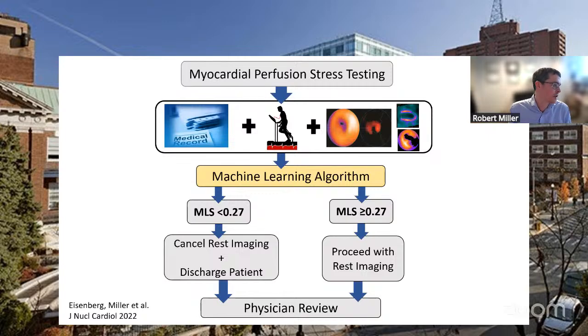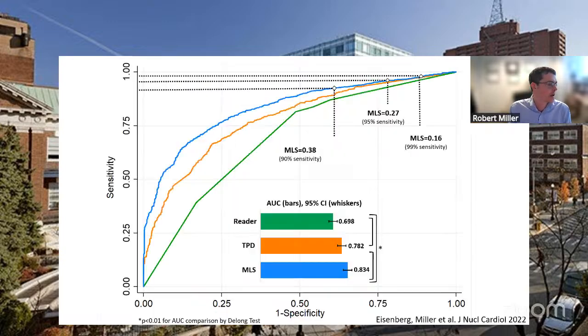And if you disagree with machine learning and say, well, I need the rest images, you can always bring them back the next day. It's not like it's a high risk proposition. So here, the machine learning model significantly outpredicted total perfusion deficit, which is a quantitative method to look at perfusion, or reader interpretation of the studies in terms of finding patients with obstructive coronary disease.